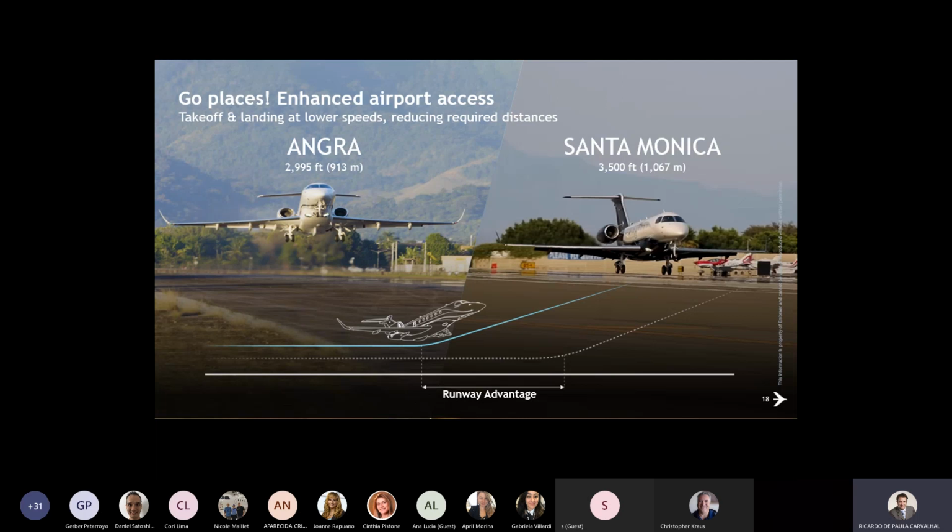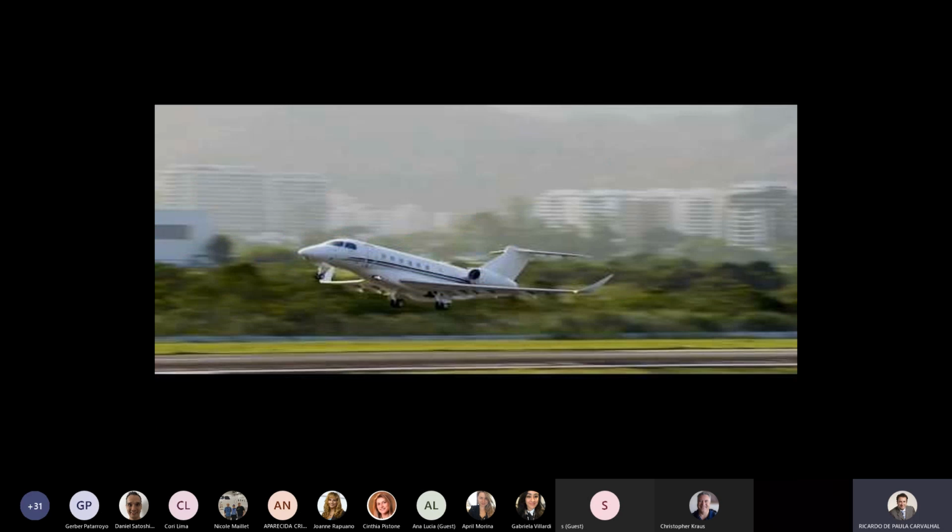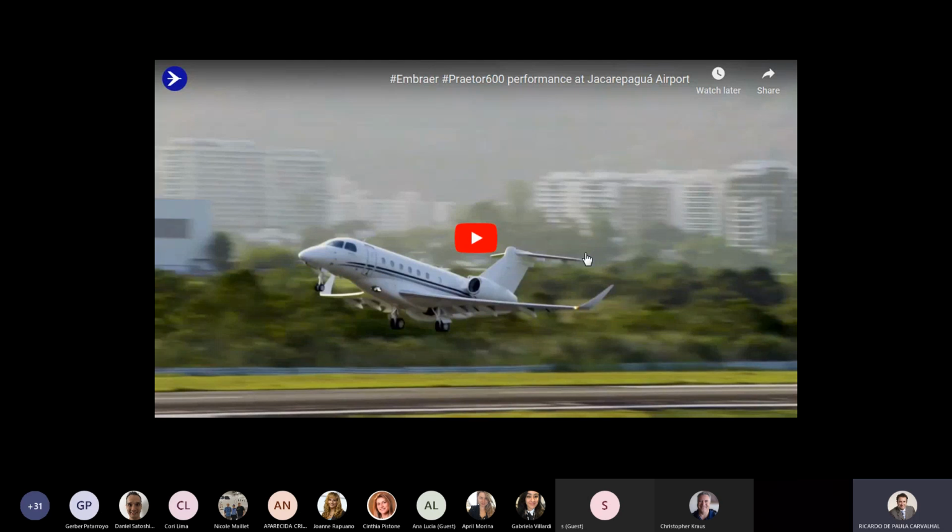But I wanted to give you a little break of my boring voice, and I'll play a video here. This airplane is a customer's airplane. And this customer bought the airplane because he was able to base the Praetor 600 in his home airport, which is a tiny 2,900 feet runway in Rio de Janeiro, Brazil. So we did this capability demonstration out of this tiny runway.